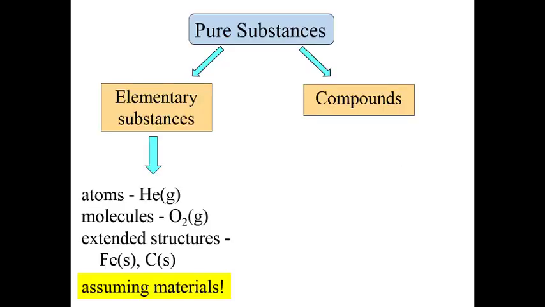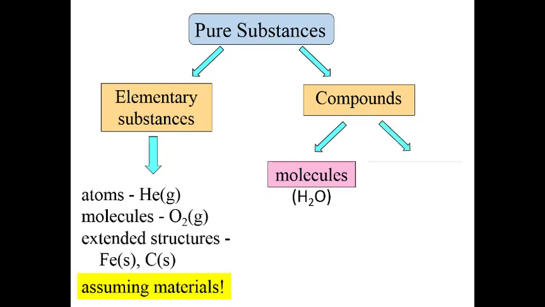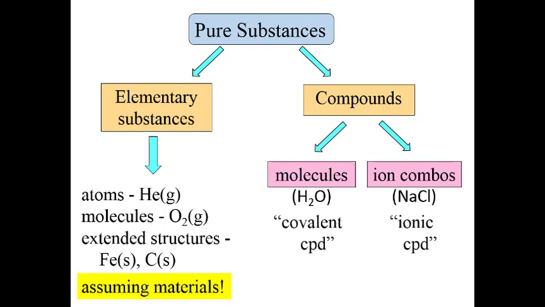We want to take the idea of compounds one step further. When we look at the smallest unit of a compound, it may be a molecule, like in the case of water. There are individual molecules present, each with two hydrogen atoms and one oxygen atom. Alternatively, the smallest unit may be a combination of ions like sodium chloride, NaCl. We categorize these two types of compounds as covalent compounds and ionic compounds.